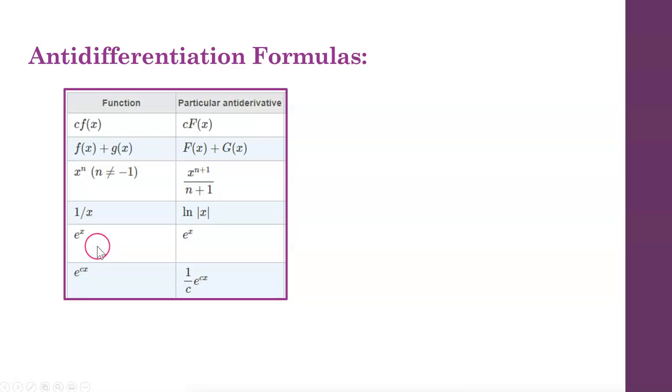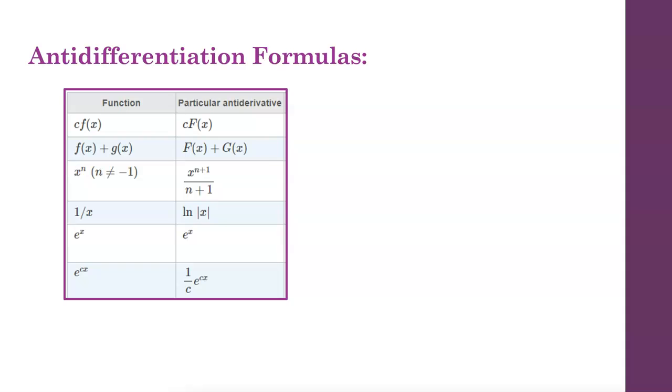We know that the derivative of e to the x remains e to the x, so the antiderivative would remain the same. And we knew if I took a derivative of e to the cx, I would get e to the cx times c because of the chain rule. Therefore, the antiderivative would be e to the cx now divided by c, or multiplied by 1 over c.